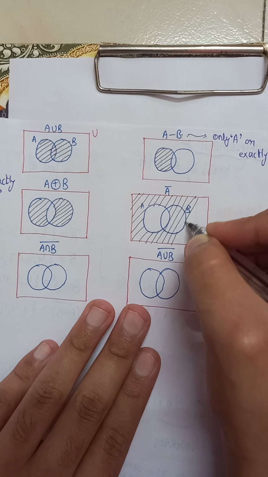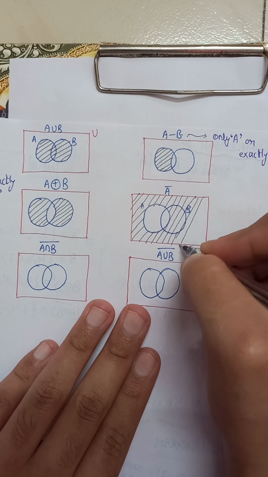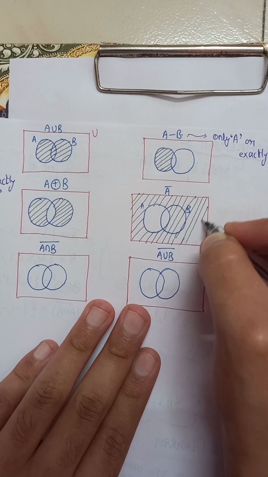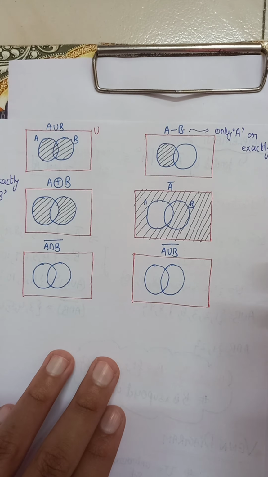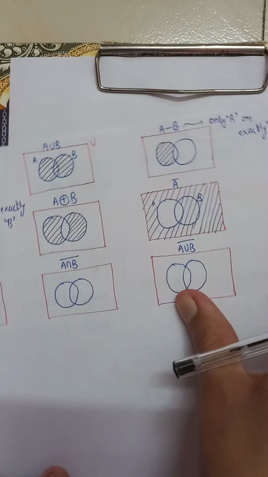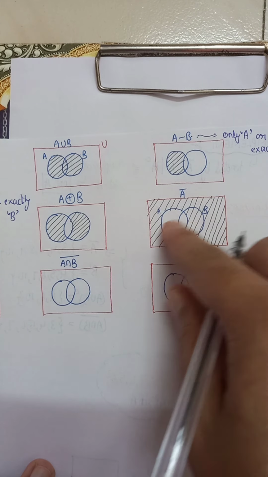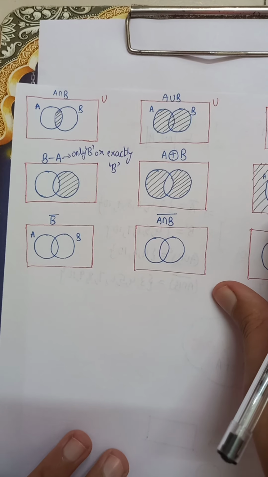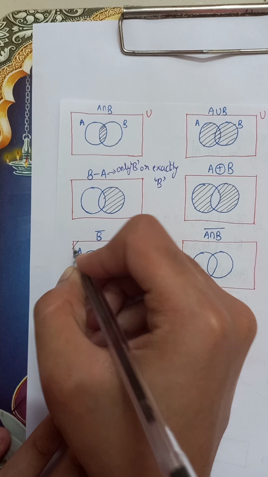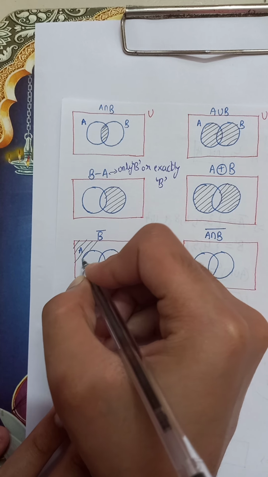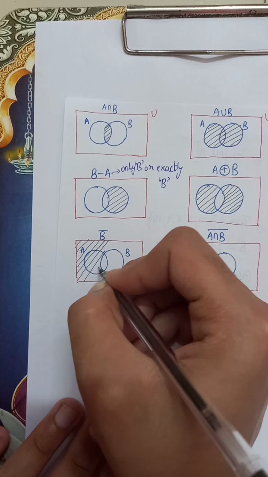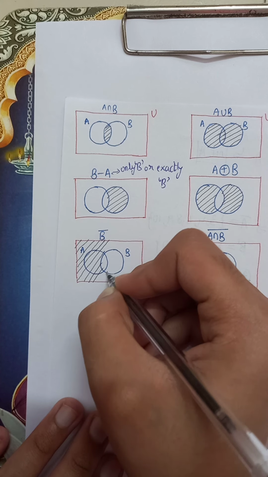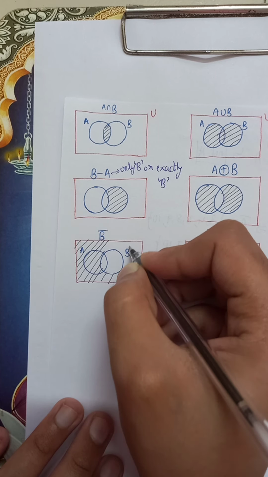I hope now you understand why this is an important topic. You need to practice this, draw this once again after finishing this lecture, then you will get a good grip on this topic. That is A complement. Everything is shaded except A. What about B complement? You should shade everything except for B.